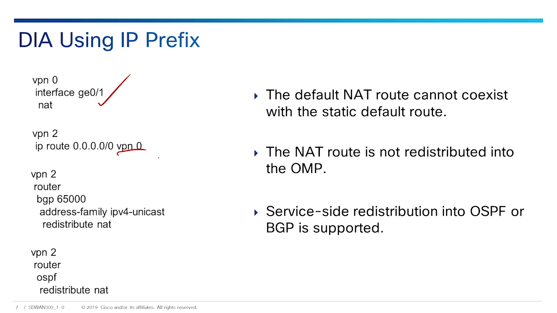The NAT route is not redistributed into the OMP, therefore other sites do not learn this route. If a redistribution is required, you must do the redistribution explicitly through BGP or OSPF. And those configurations are as follows. Okay? And there we are redistributing in BGP and in OSPF.